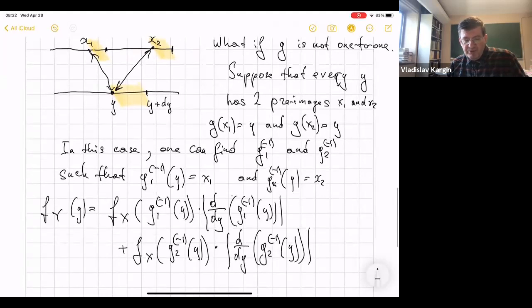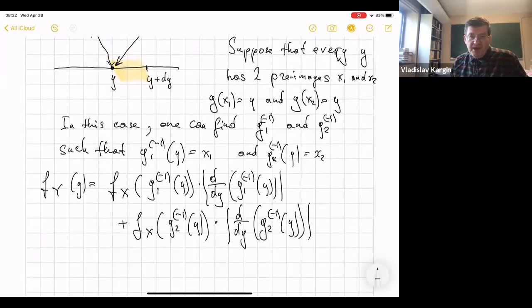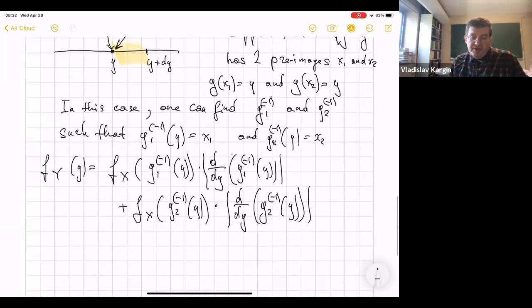This formula seems to be more complicated, and this is a more complicated situation. It's better if it doesn't happen, but if it happens, it can be applied. So here's a very simple example when it can be done. If x is uniformly distributed on the interval from -1 to 1.